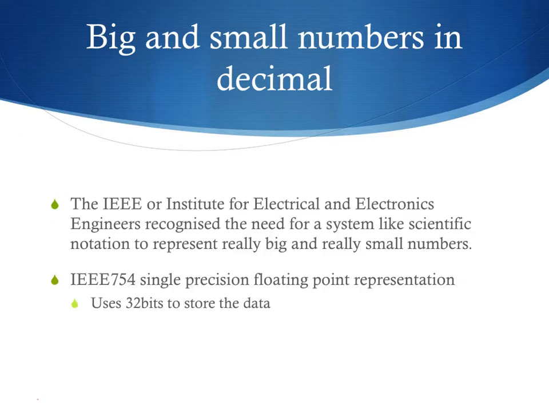The IEEE, or Institute of Electrical and Electronics Engineers, recognised the need for a system like scientific notation to represent really big and small numbers. And this is the system they came up with: IEEE 754 Single Precision Floating Point Representation. It's a big giant name for saying, let's make our life a little bit easier. IEEE 754 in any instance uses a minimum of 32 bits to store any decimal number. And let's have a look and see how they actually do it.